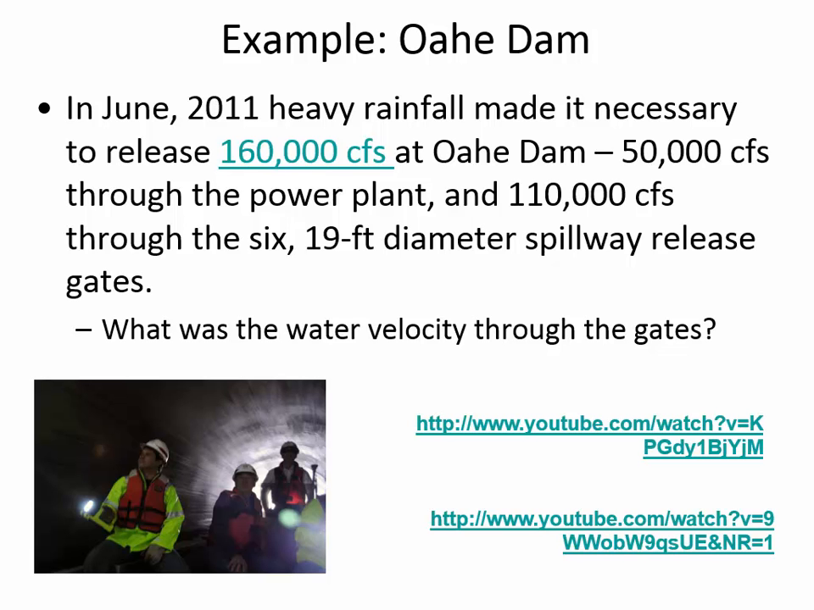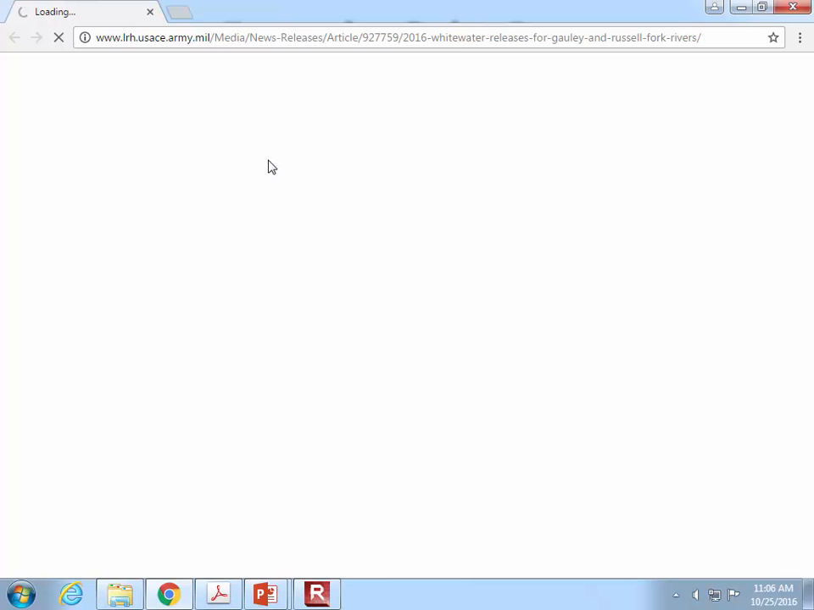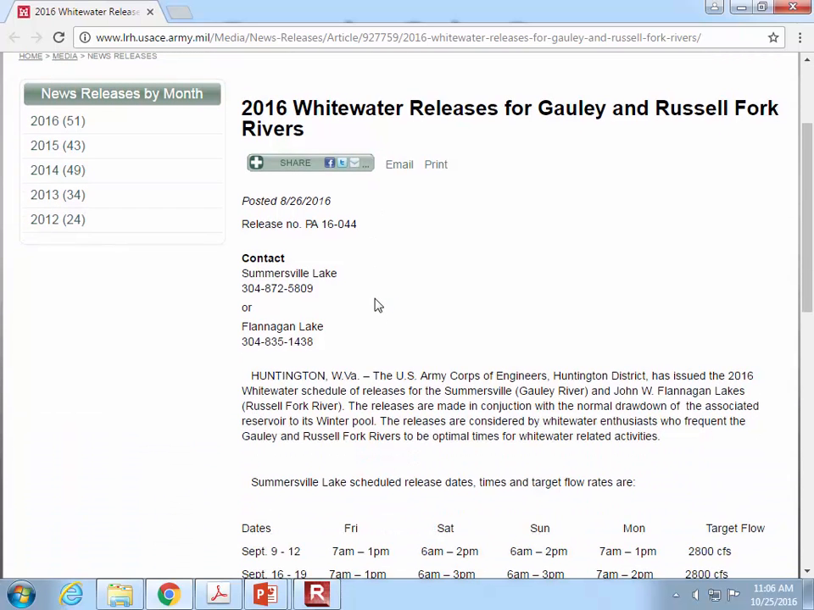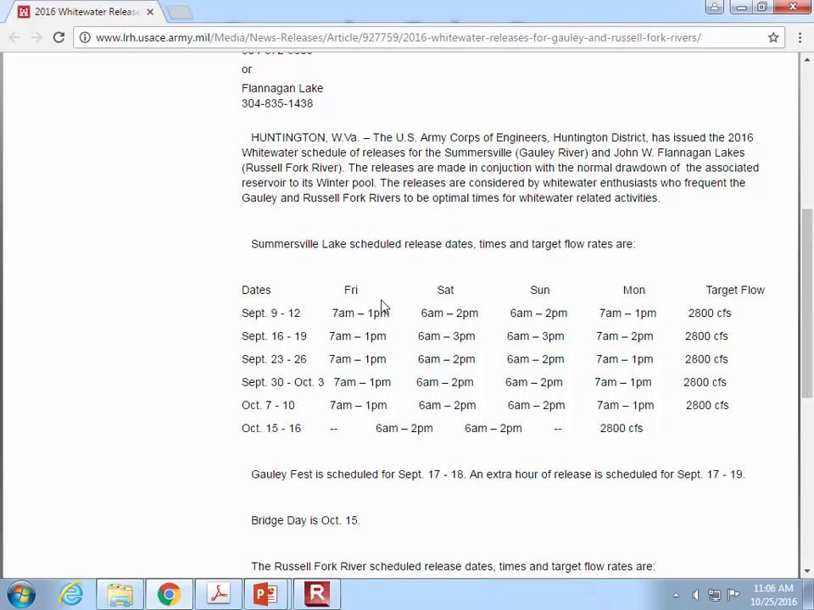Now, just to put it in perspective, is 160,000 CFS a lot or a little? Maybe some of you are familiar with the Gauley River, right? That's pretty popular for whitewater rafting and recreation. So let me pull up the Army Corps of Engineers press release where they were announcing the schedule and flow rates for this season's Gauley release. Every September, they discharge water through the Gauley so that they can make room in the upstream reservoir for the winter flows. And what they were going to be doing during that period was 2,800.